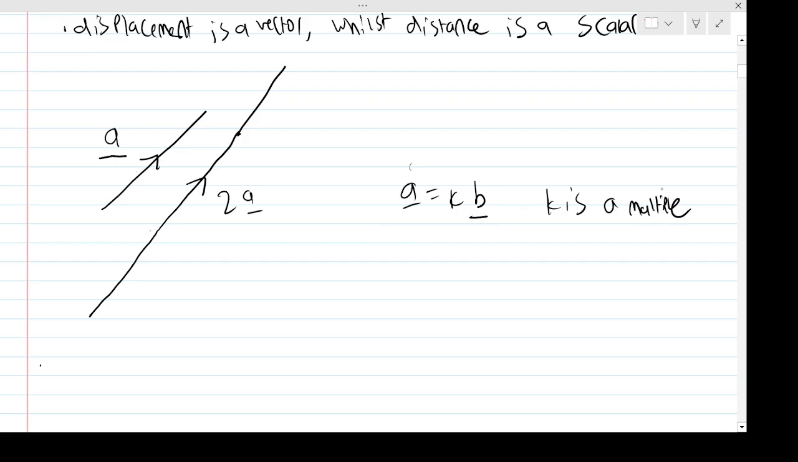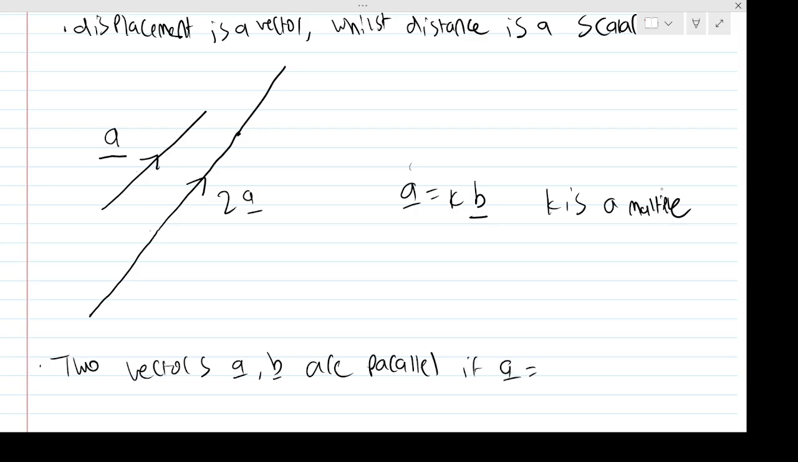So I'm going to say two vectors A and B are parallel to each other if we can express or write vector A as a multiple of vector B.